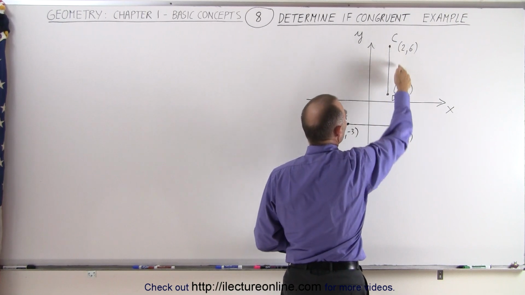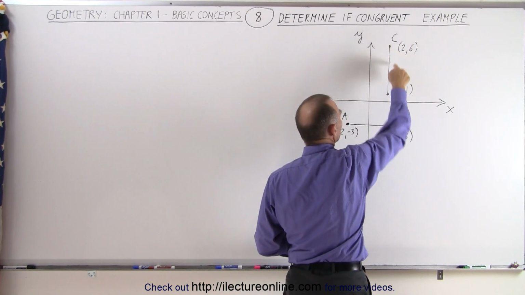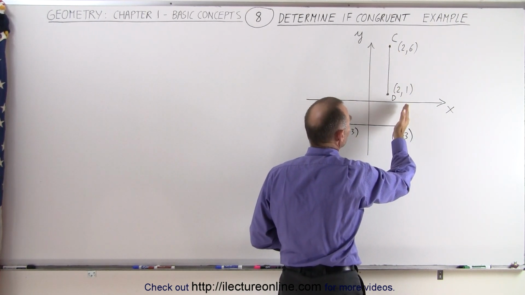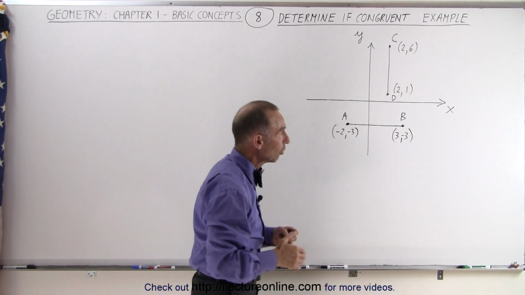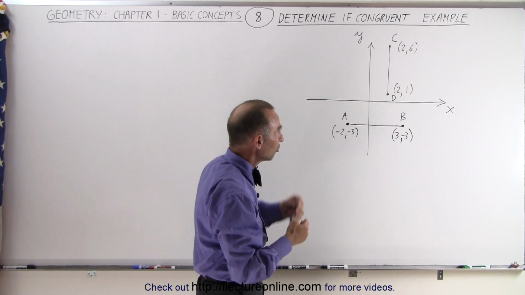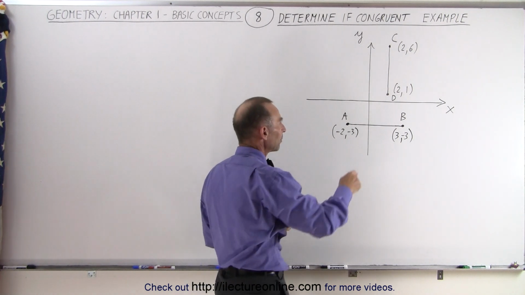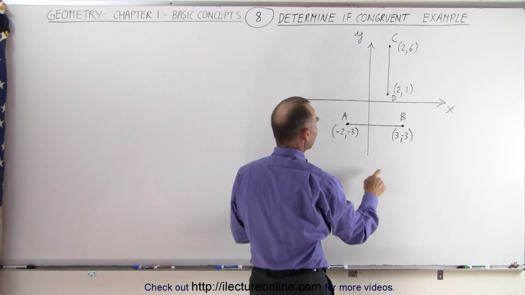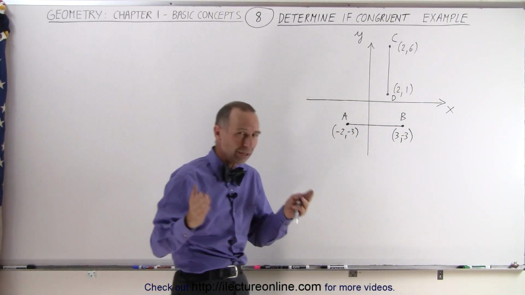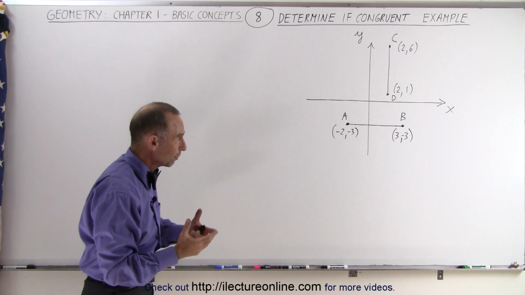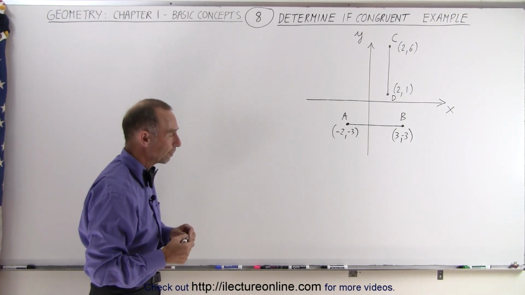Notice that the x component of those 2 points is 2, so the x coordinate doesn't change. The y coordinate does change. So the length is determined by the change in the y-coordinate. For line segment AB, you can see that the x-coordinate changes, but the y-coordinate stays the same. So therefore, the length of that segment is determined by the change in the x-coordinate.